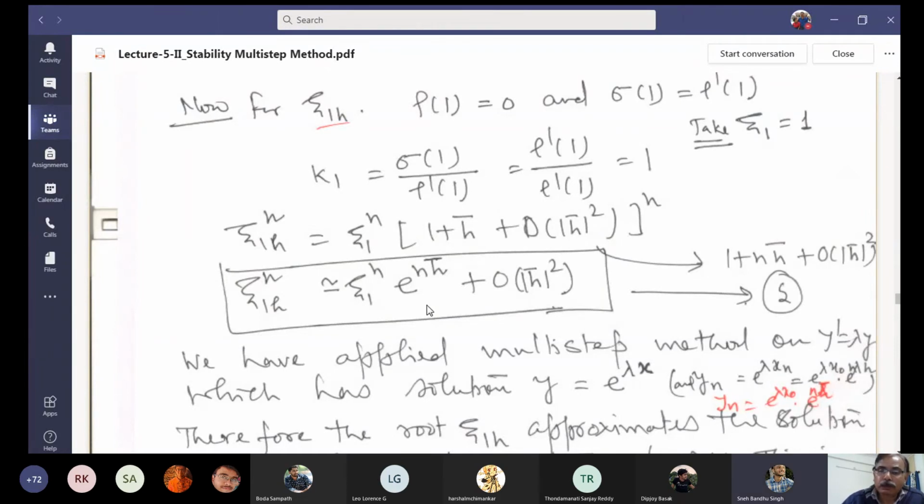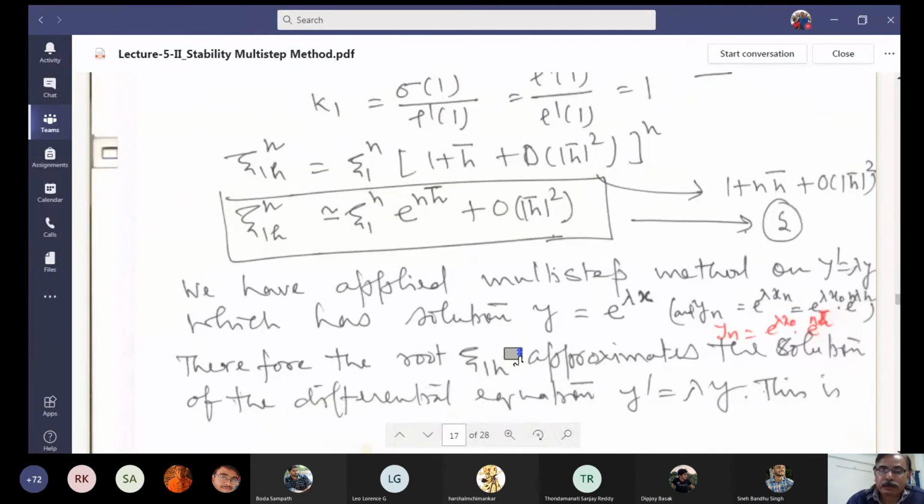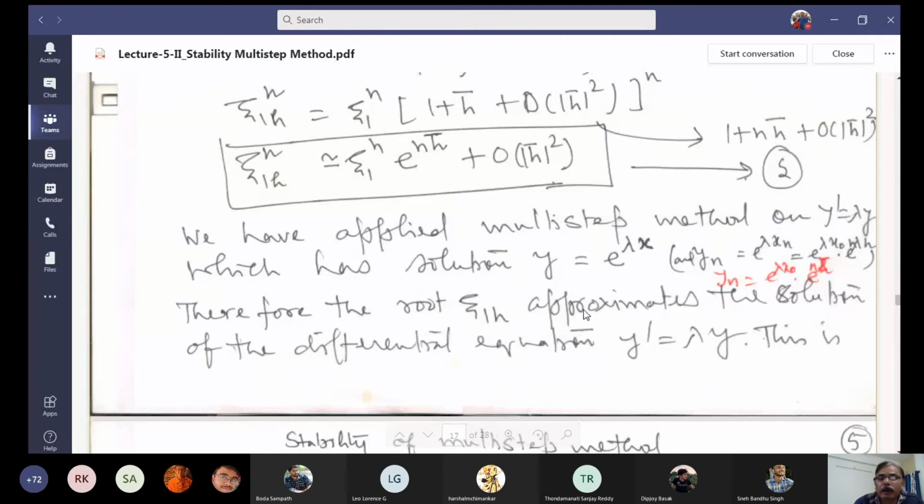So we have artificially introduced the remaining roots by introducing a multi-step method. The root corresponding to xi1 equal to 1, that is your xi1h, is called the principal root, and the remaining other roots are called extraneous roots. Is that clear?